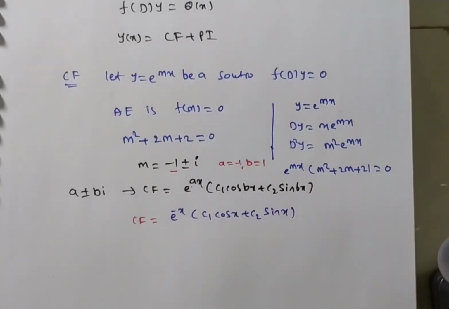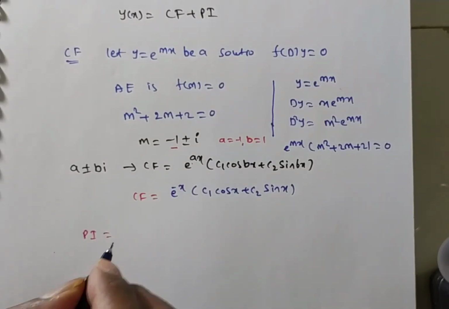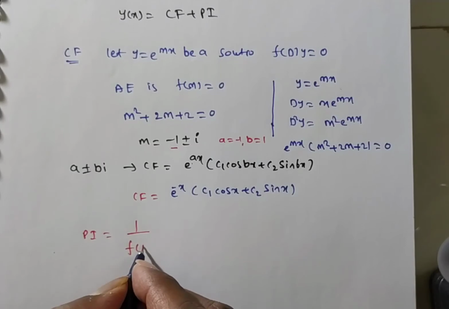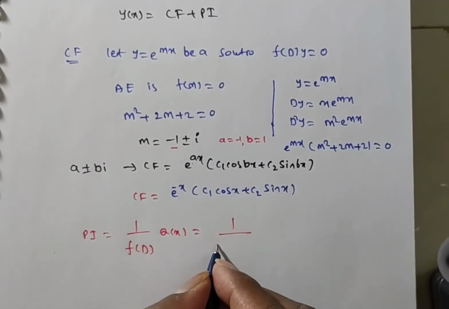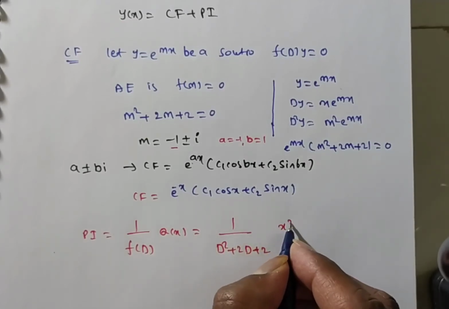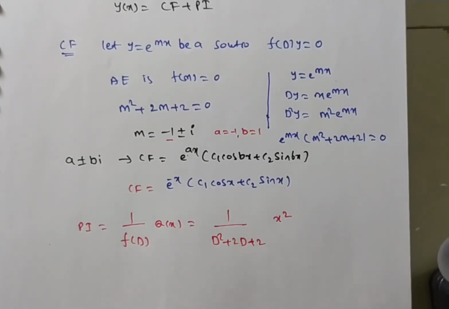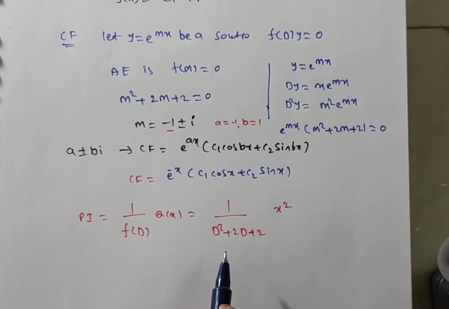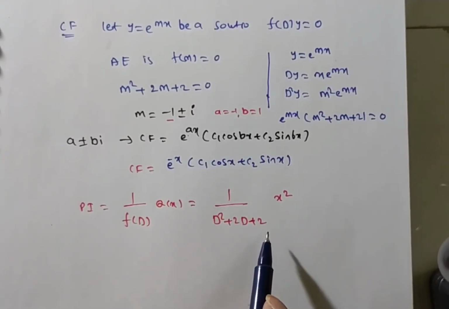Now we have to find the particular integral. How to find the particular integral? The particular integral of f(D)y = Q(x) is 1/f(D) Q(x). So f(D) is D² + 2D + 2. And what is Q(x) here? You have x². Friends, Q(x) = x² is a polynomial of degree 2, yes or no? x^m type. So what we have to do is apply the shortcut method. In the shortcut method, we have to bring out the lowest degree term.